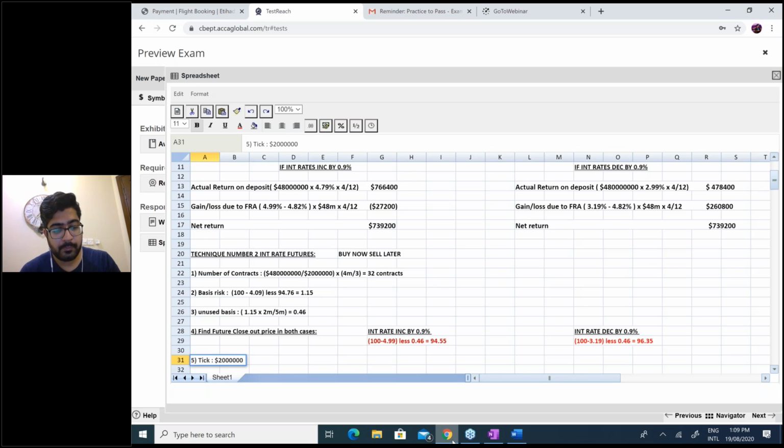into 1 over 10,000 into 3 by 12. We get the tick, which is the fluctuation lot: $50.